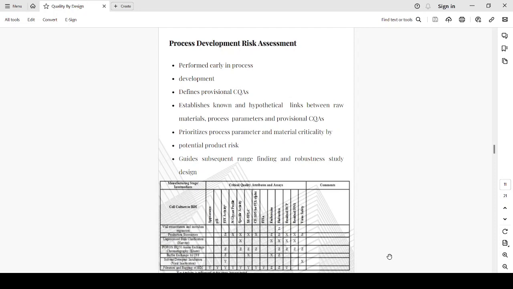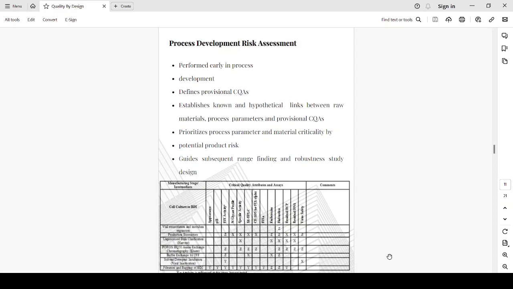In process development, risk assessment is performed early in process development and defines provisional critical quality attributes. It establishes known and hypothetical links between raw materials, process parameters, and provisional CQAs. So prioritize process parameter and material criticality by potential product risk, and it guides subsequent range finding and robustness study design. For example, in cell culture, the quality attributes are appearance, pH, and virus safety.